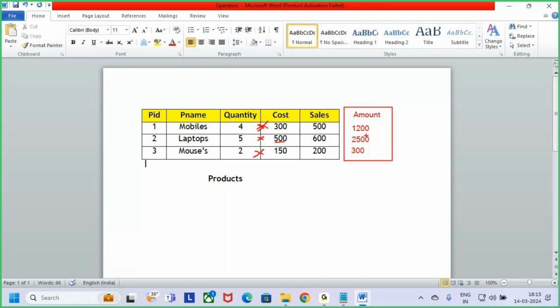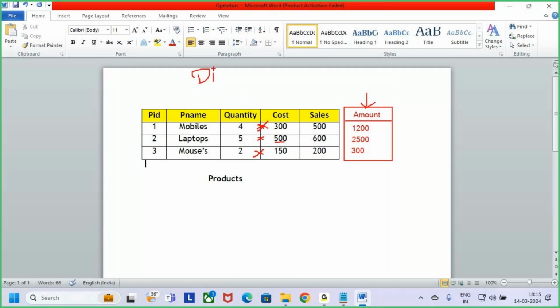So here I'm finding the amount I'm spending on the business product wise. To buy the 4 mobile phones, what's the amount I'm spending? 1200. To buy the 5 laptops? 2500. To buy the 2 mouses? 300. So to find out the amount I'm spending on the business product wise, I'm going to multiply the quantity column with what? Cost. And next my requirement is to use the division operator, guys.